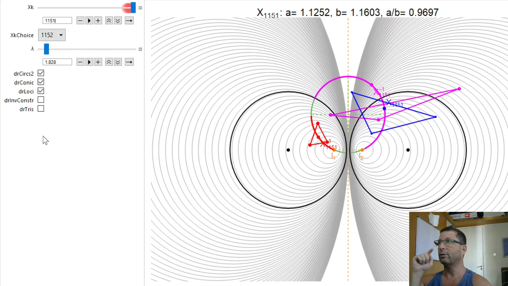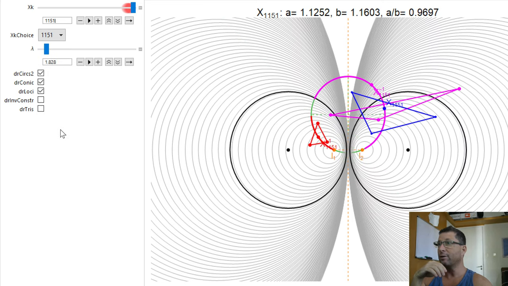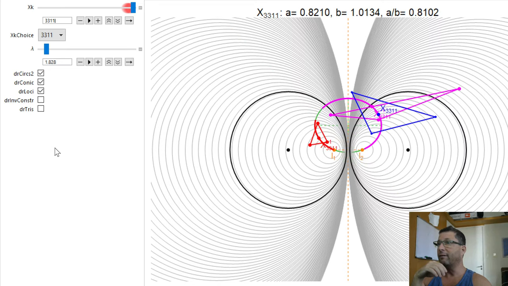How about X1152? Somehow I'm detecting this as being perhaps a hyperbola, right? Yeah, this looks like this might be a hyperbola. And this is one of the asymptotes of the hyperbola. I wonder if this hyperbola of X1152 is an actual rectangular hyperbola or not. Then we have X1151, which was actually an ellipse. X1152 is a hyperbola. X3311 is an ellipse, and X3312 is an ellipse.